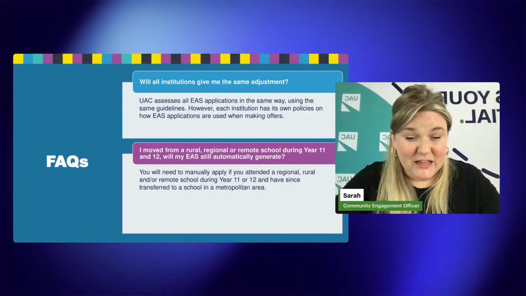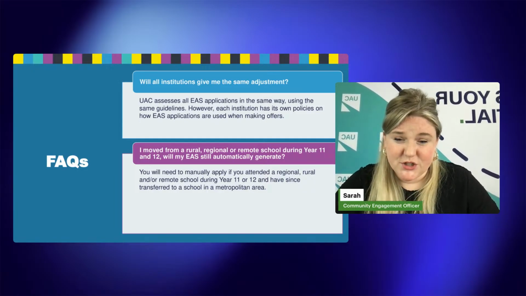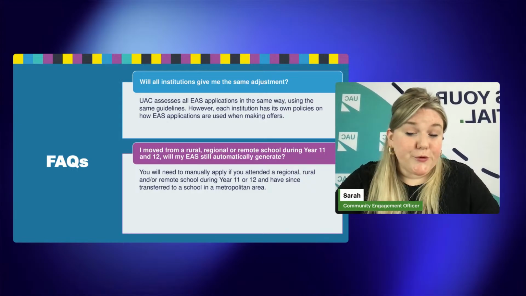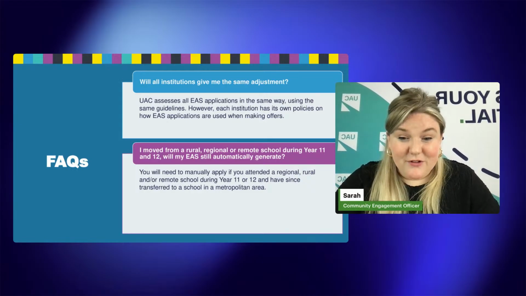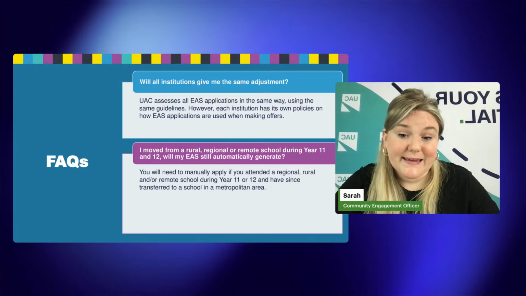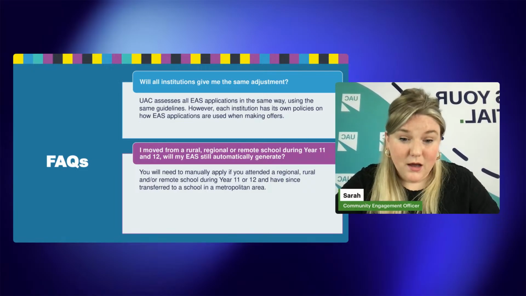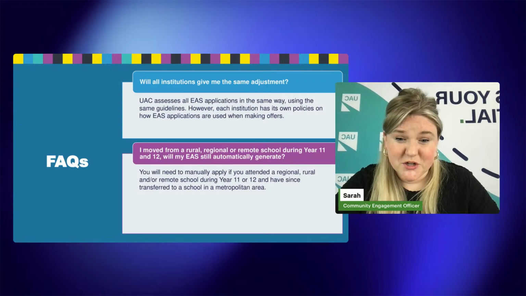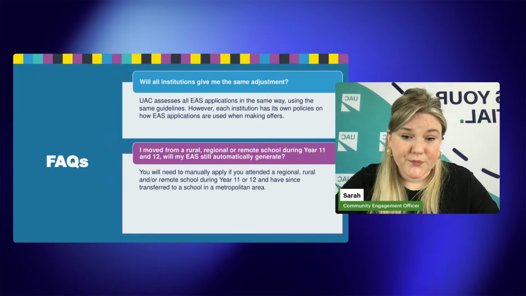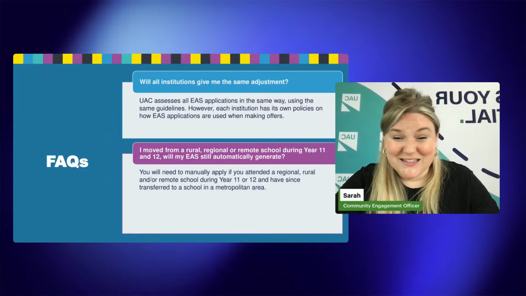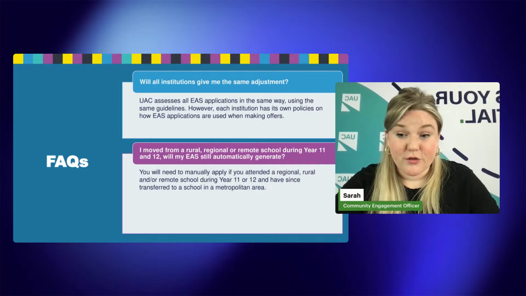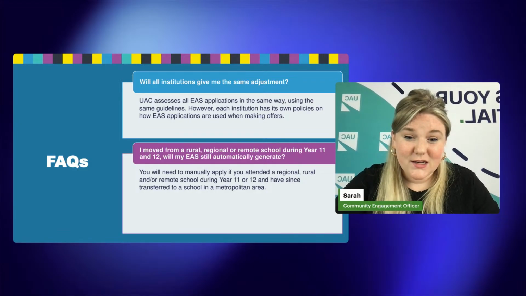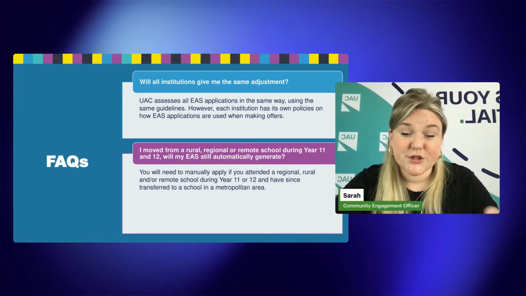And I know I said this earlier, but it's one that I want to just draw your attention to again. I moved from a rural, regional, or remote school during year 11 and 12. Will my EAS still be automatically generated? It won't, okay? You need to manually apply if you attended one of these schools during year 11 or year 12 and have since transferred to a school in a metropolitan area, okay? Everybody else, if you're still at that school, it will automatically do it for you. The only people who need to apply for that one is if you've moved to a metropolitan school during year 11 or year 12. Okay.